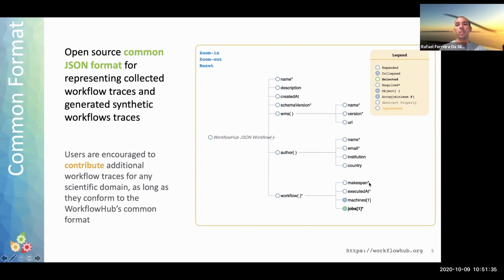So we collect the makespan, when it was executed. We separate two interesting aspects here. One is the machine part. For the machine, we collect information about the physical host that executed the workflow. For example, we collect the CPU speed, how much memory it has, and how much disk space it has. If we can collect some network performance too, we do it there.